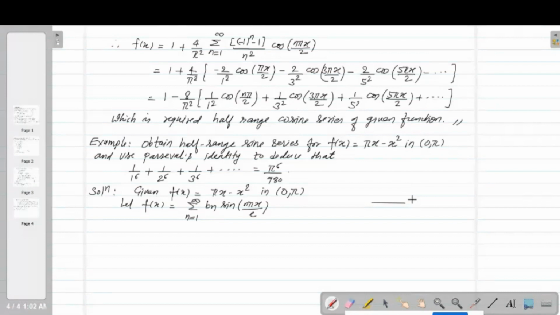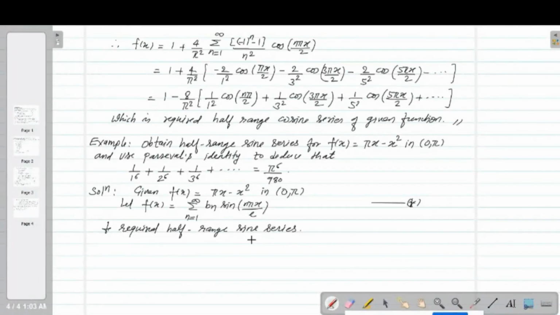Name this equation number star. We require a half range sine series. Let f of x equal the sum from n equals 1 to infinity of bn sine n pi x by L. This is what we require: the half range sine series.